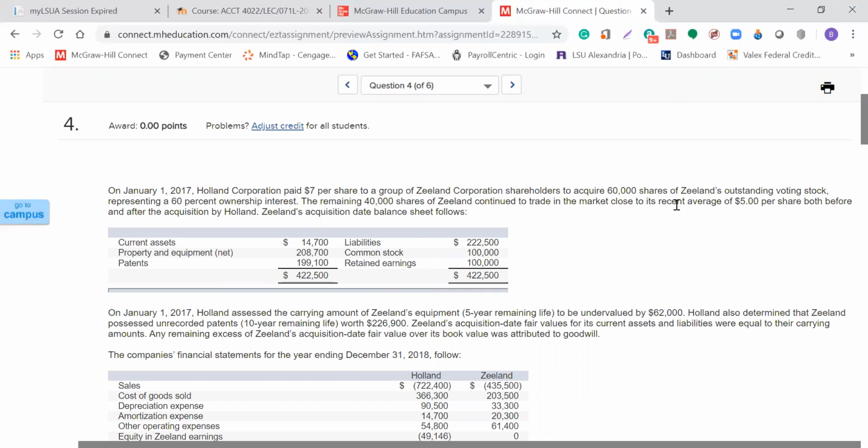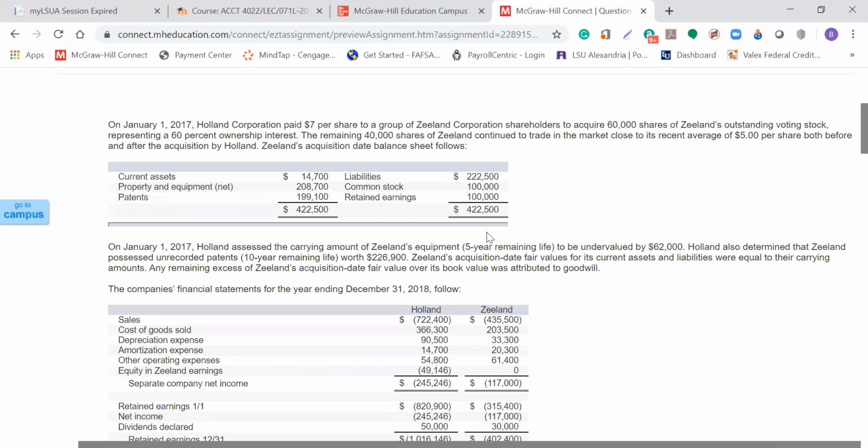and the 40,000 remaining shares of Zeeland continue to trade in the market and close to its recent average of $5 per share. And after the acquisition date by Holland, Zeeland's acquisition date balance sheet is as follows. So here we have the current assets, property and equipment, patents, liabilities, common stock, and retained earnings.